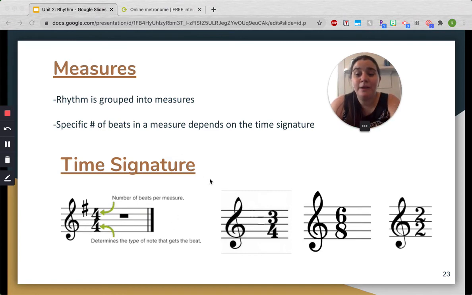The bottom number tells you which note gets the steady beat. Okay, so all of those rhythms were in 4, 4. There were 4 beats in the measure, and each quarter note gets 1 beat. So the 4 at the bottom means quarter note. 6, 8 means the 8th note gets the beat, the steady beat. And the time signature 2, 2 means the half note gets the steady beat. But typically you will see 4, 4 or 3, 4.